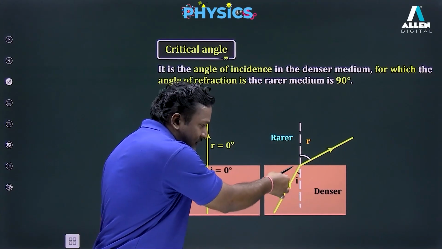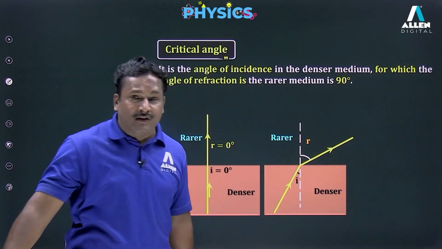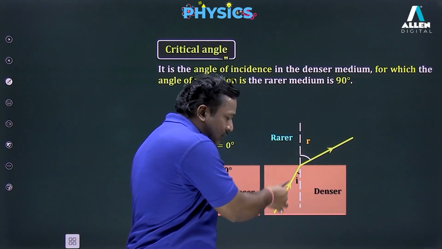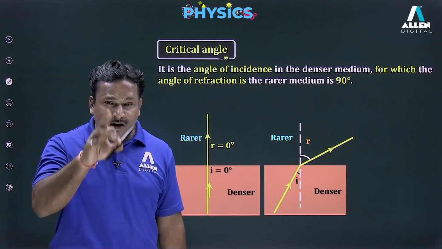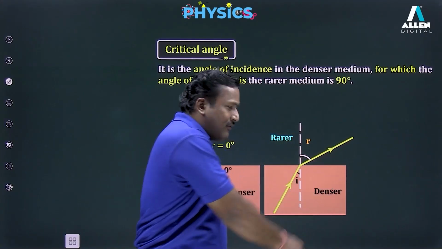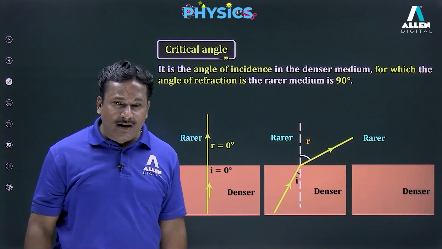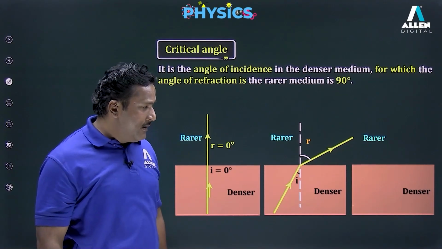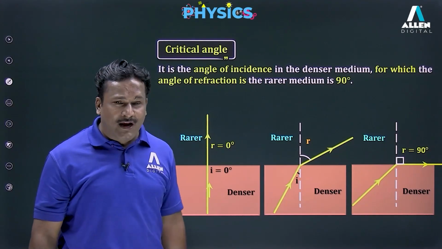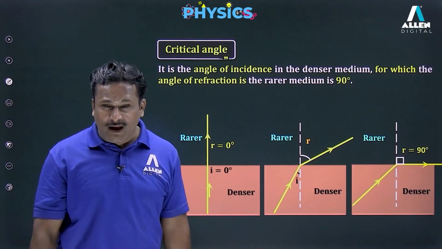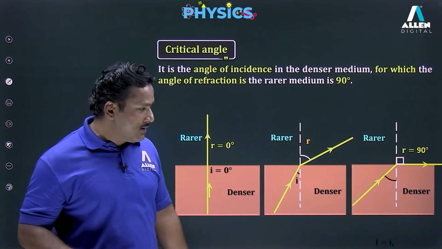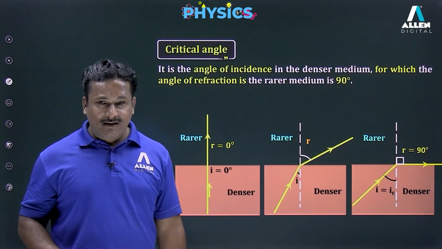If I increase the angle of incidence, the angle of refraction will also increase, such that there will be a certain value of angle of incidence at which the angle of refraction becomes 90 degrees. This particular value of angle of incidence is termed the critical angle. Getting the point?